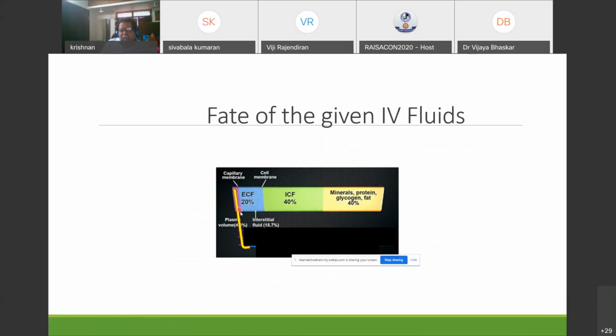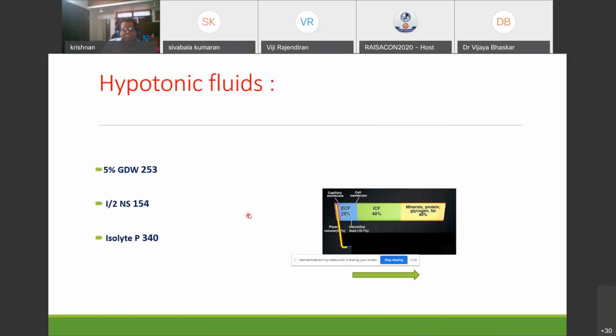So the pink compartment is the intravascular compartment. This is the interstitial compartment. This is the intracellular compartment, and this is bone and other compartments. In the intravascular compartment, you will put a venflon and you will give the IV fluids. So let us see what happens when we give different types of IV fluids, and what happens to the fluid because of the tonicity.